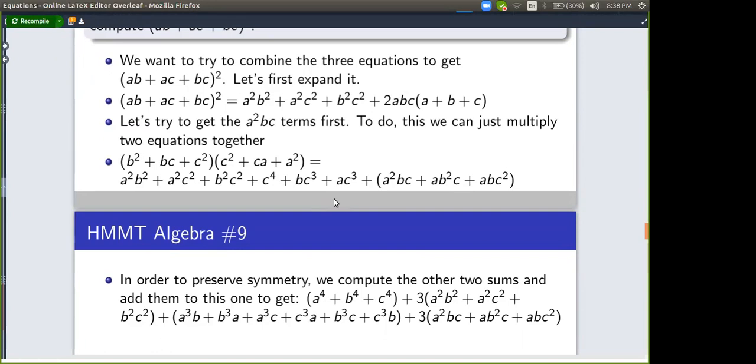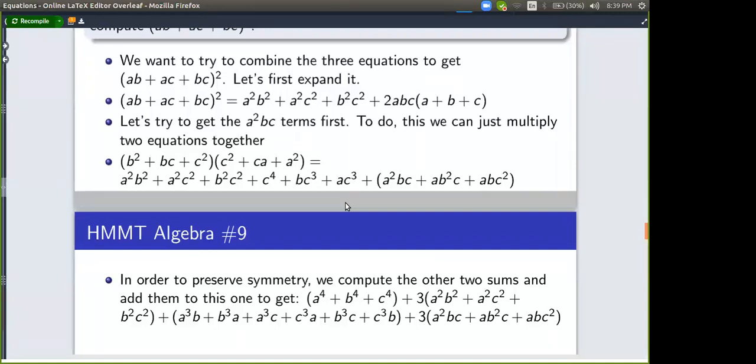So yeah, back to the question. This is what we get when we add all three symmetric sums together. So this is just the product of the second and third equation plus the product of the first and third plus the product of the first and second. So as you see, we have some good terms. We have a squared b squared, which we want, and we have a squared bc, which we also want. But unfortunately, we have a cubed b and a to the fourth, none of which we want.